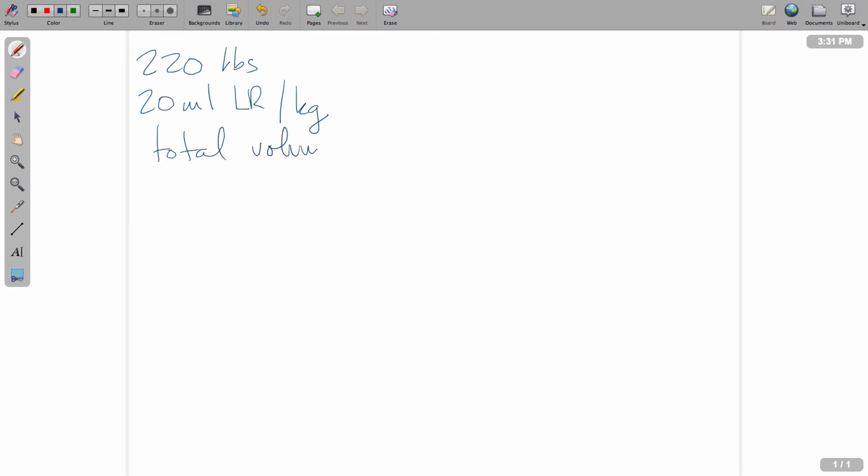So we're just going to be looking for the total volume at this point, total volume to be infused. So we're not going to worry about time. We're not going to worry about how many drops per second yet. We're just going to do this first step, as is the case with all scenarios in EMS and in medicine for the most part. We're going to need to first convert those pounds into kilograms. So let's do that first.